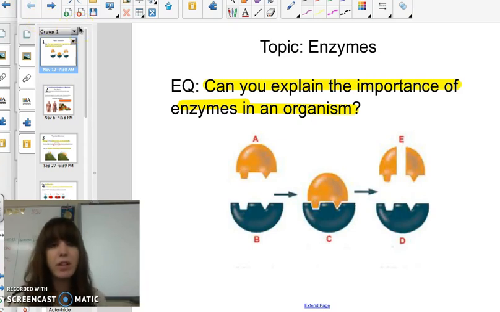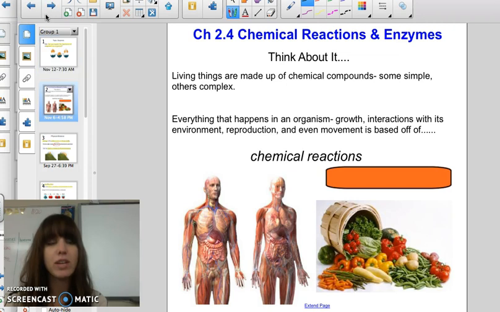Okay. Good evening. This weekend's essential question is, can you explain the importance of enzymes within an organism? So again, we're still thinking at a chemical level, a molecular level, these certain processes that happen within an organism's body. You do not have to write everything down. The highlighted stuff are the key concepts to get to understand.